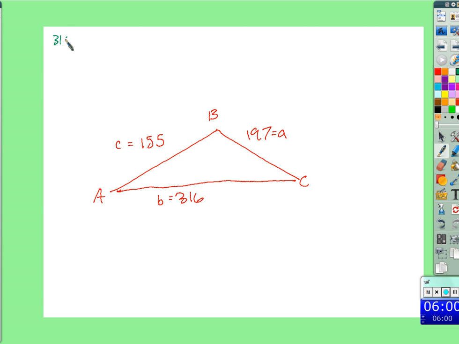Can you label them A, B, and C? You can label them however you want. It doesn't really matter, right? So that's something I left up to you.